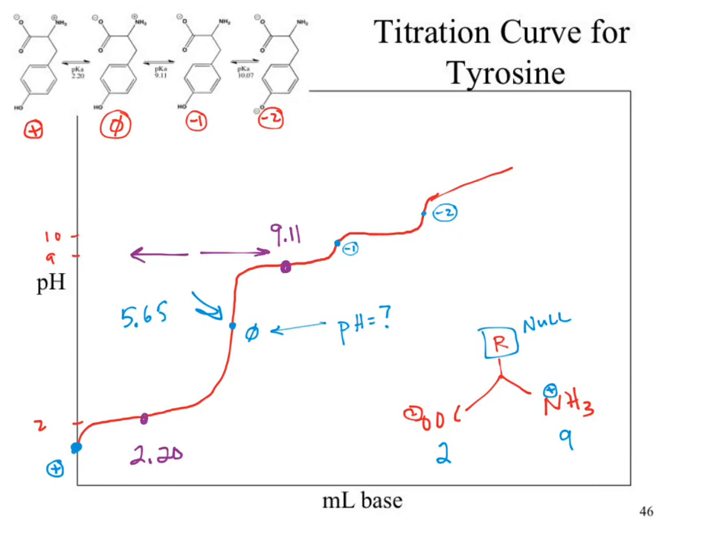To determine the PI, what did we do? We took the average of the pKa's around my neutral point. How many pKa's are there for most amino acids? 2. What is the PI going to be? The same for roughly all of them, and in this case it's the average of 2 and 9. 6-ish, is that right?